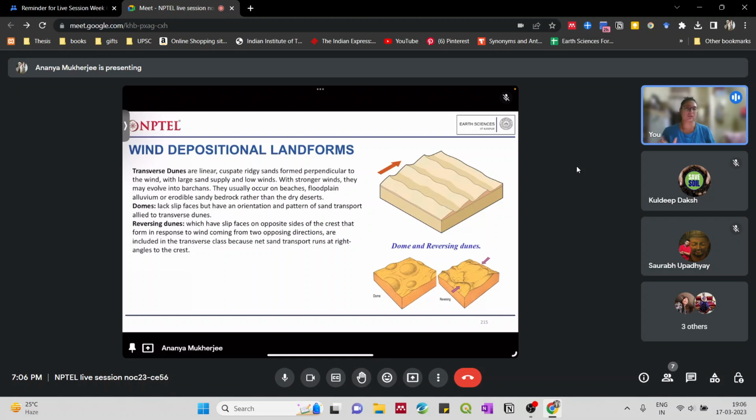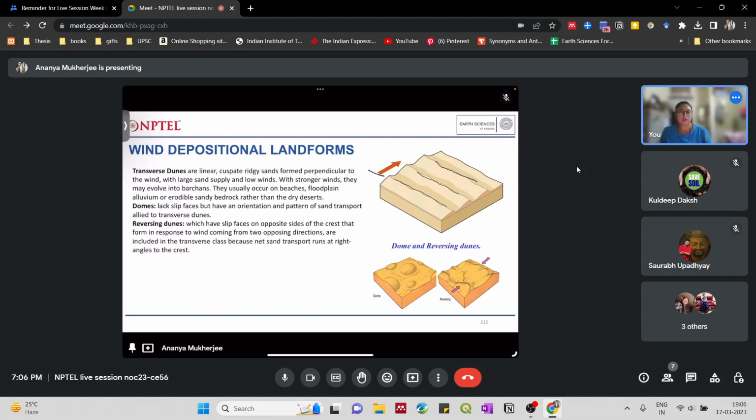So next we come to transverse dunes. As you remember, they were a type of free dunes. These are linear in nature, usually forming ridges of sand, and the ridges are perpendicular. This is the crest of the transverse dunes. These are perpendicular to the wind direction.